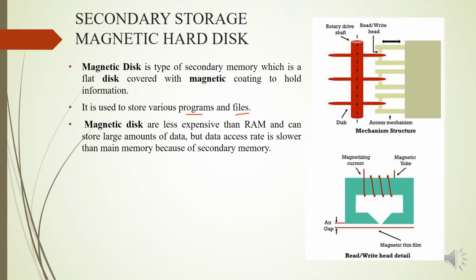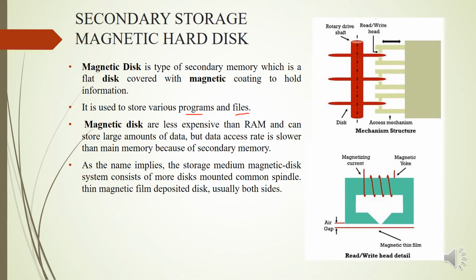Magnetic disks are less expensive than RAM memory and can store large amounts of data, but data access rate is slower than main memory because it is a secondary memory that will be outside the motherboard. As the name implies, the storage medium is a magnetic disk. The system consists of more disks mounted on a common spindle, with a thin magnetic film deposited on a disk, usually on both the sides of the disk.